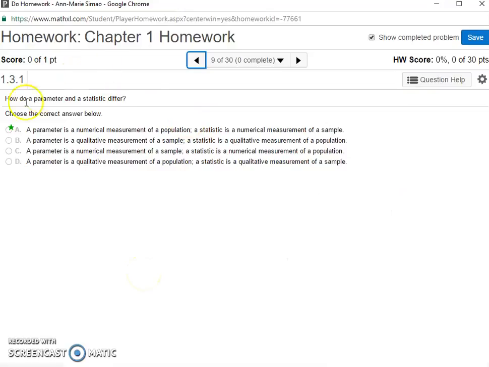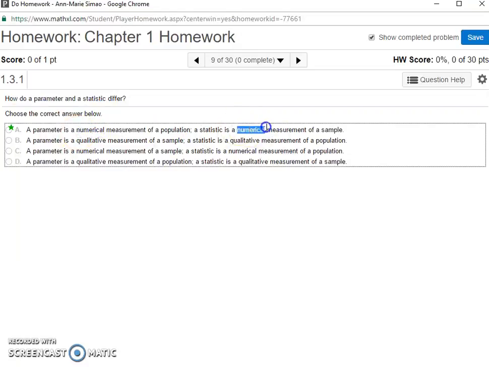So some of your other questions: how do a parameter and a statistic differ? One of the things that you want to know is that parameters and statistics are both going to be numerical. And then a parameter is going to be on a population. So parameter, population, they both start with P. They're both numerical. A statistic is going to be based on a sample. They both begin with S. So that's one way to remember the difference.